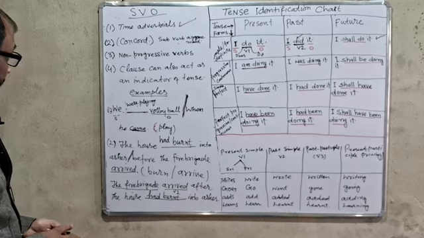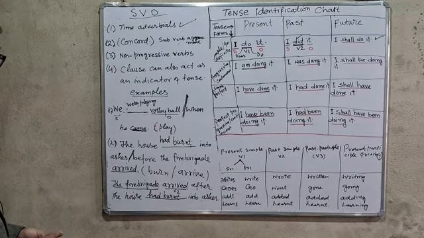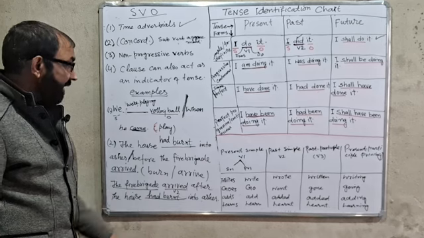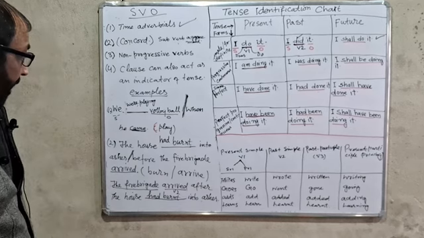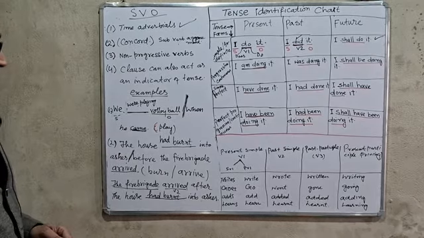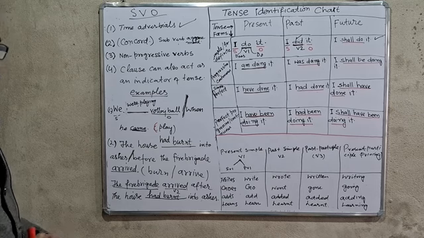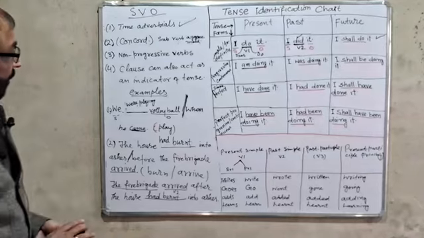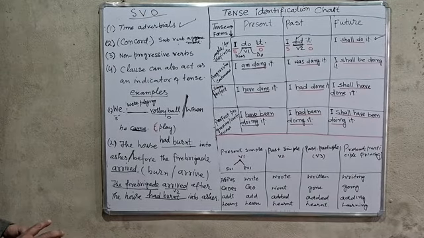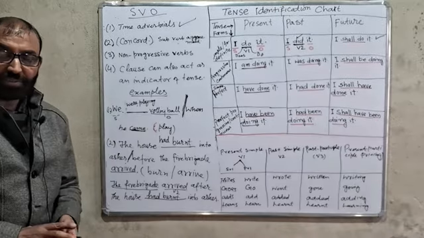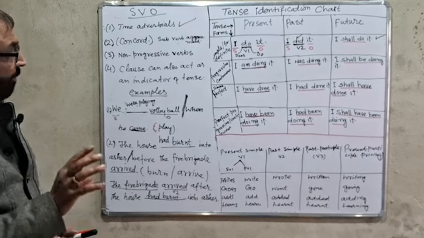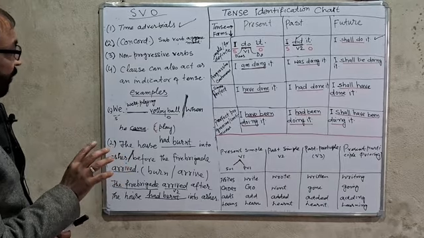The house had burnt into ashes before the fire brigade arrived. Second sentence, the fire brigade arrived. But when? After the house had burnt into ashes. So that was something about clauses acting as indicators that give you a sense of which verb form, which tense form you should use.